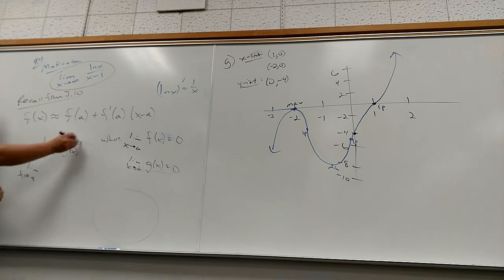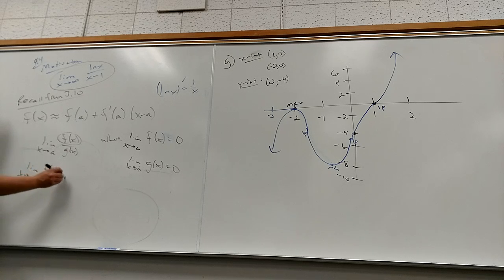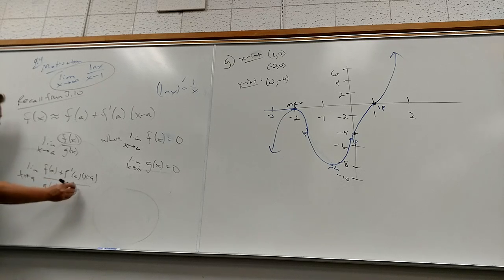So what is f of x approximately? It's approximately f of A plus f prime of A times x minus A, right? And what's g of x? It's approximately g of A plus g prime of A times x minus A. So notice, this only works if f and g are both differentiable at A. Okay, I want to get this.